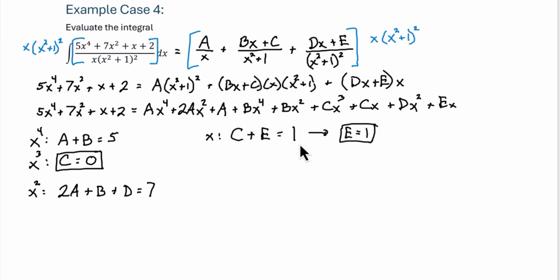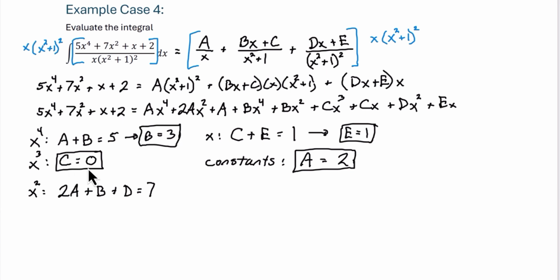And then let's look at the constants. On the right side, we have a, and that's the only constant. It's going to be equal to the constant on the left, which is 2. So we know the value for a now. Using this info, we can now find b. A is 2, so b must be 3.